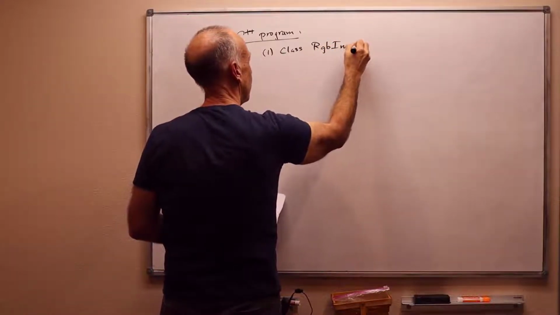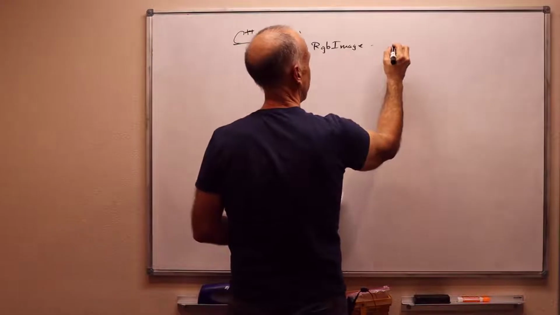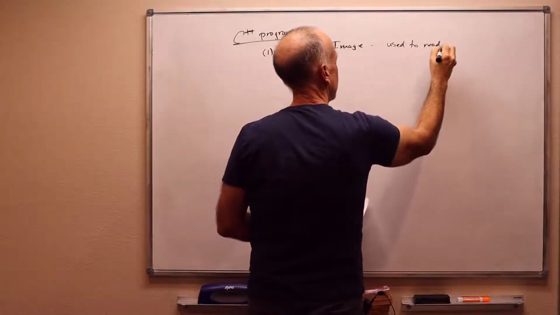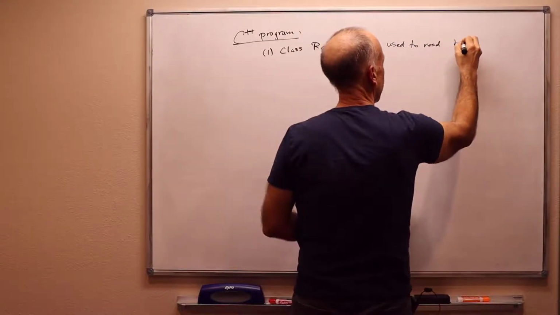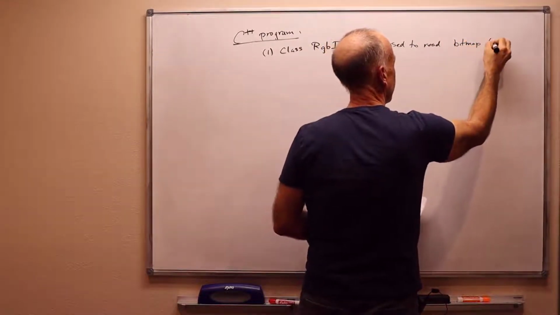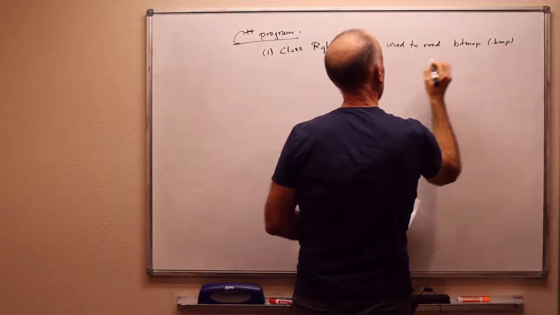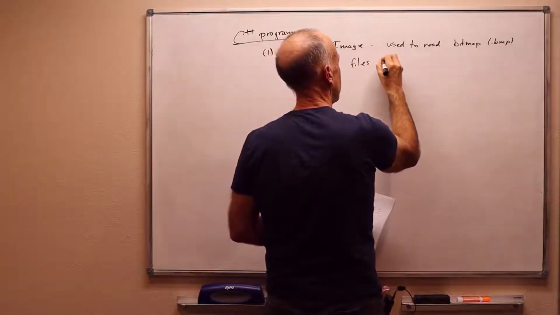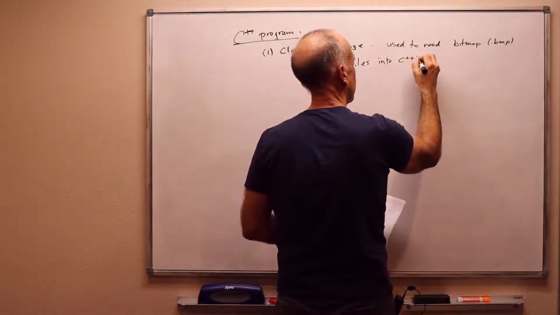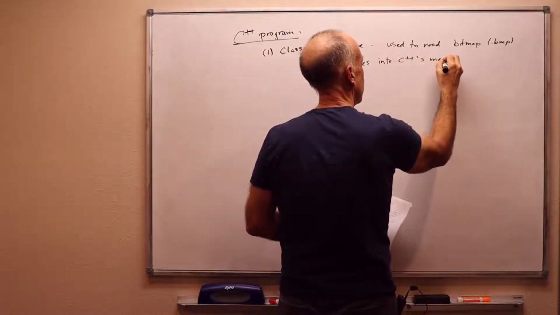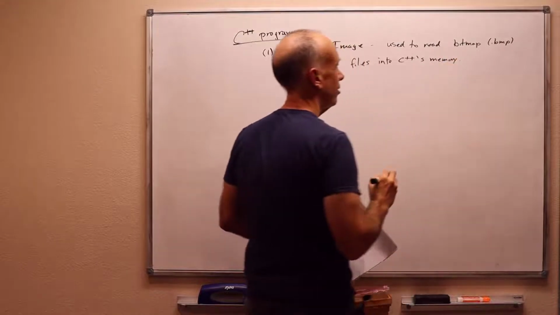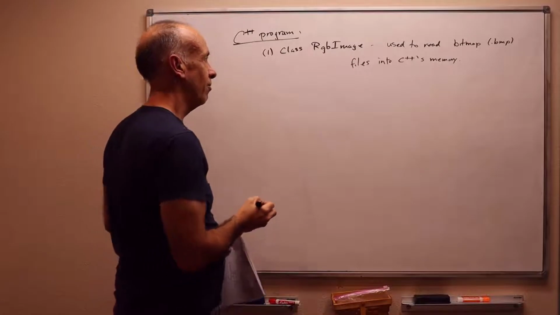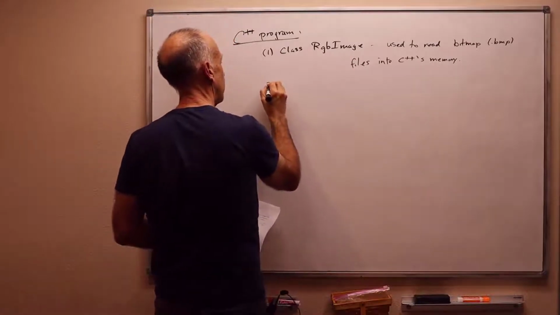The first one is a class of objects, RGB image objects. This is written by me, but it's used to read bitmap files, these are .bmp files, into C++'s memory. This lets you just read a file of a texture map, raw data with colors. And this is for 24-bit bitmaps.